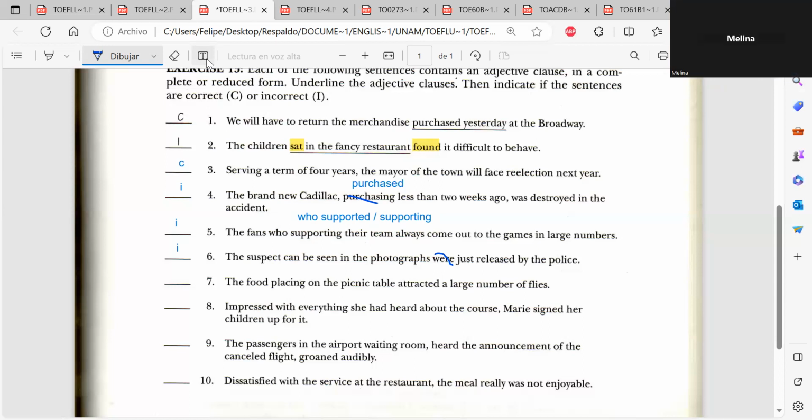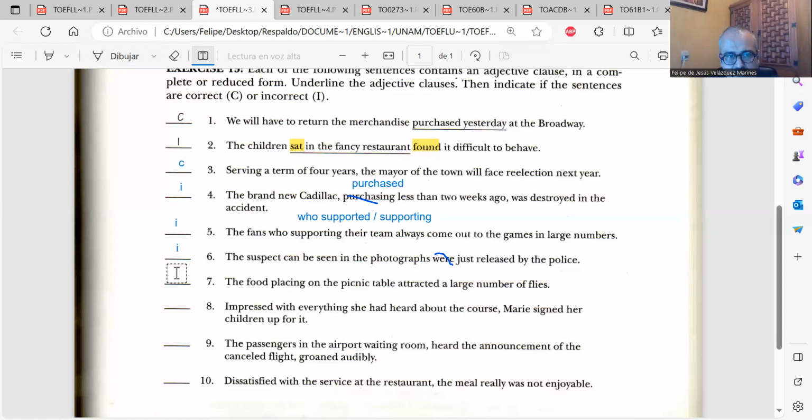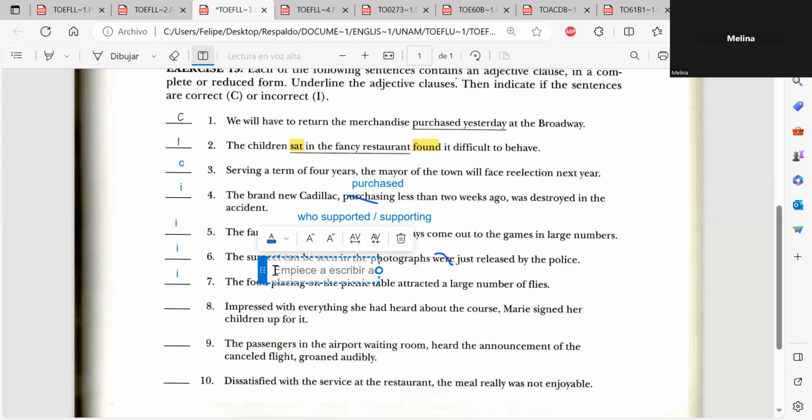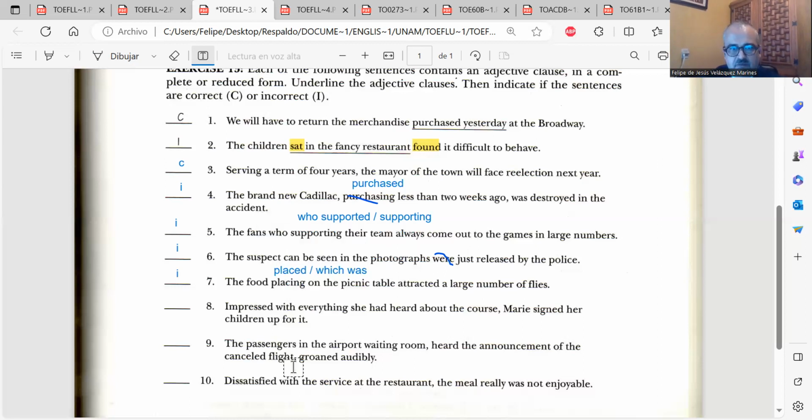The food placing on the picnic table attracted a large number of flies. Well, it should be the food placed on the picnic table attracted a large number of flies. Placed is the reduction and the expansion is: the food which was placed. Very good. These are the two options. Okay, Carlos, number 8.